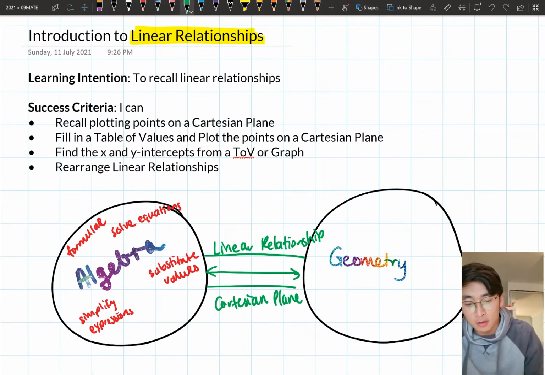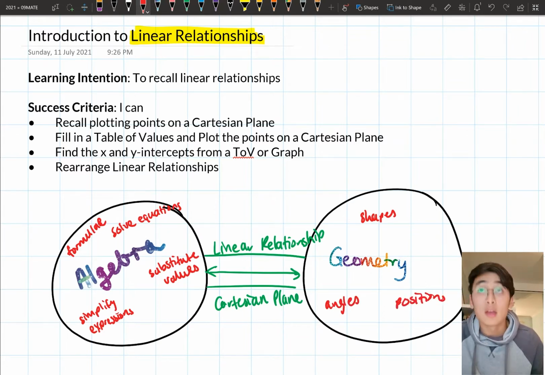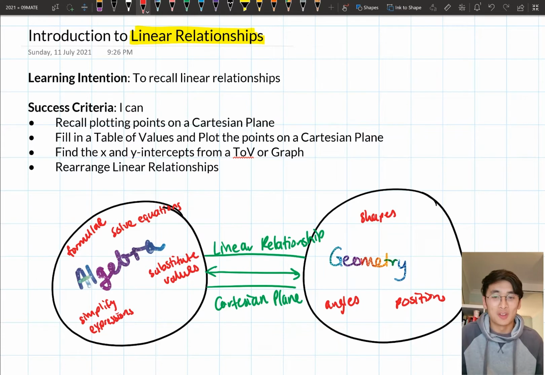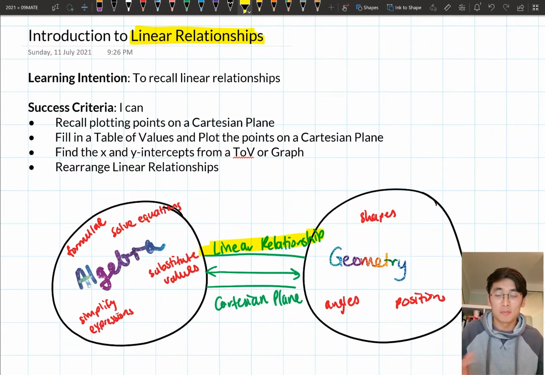So geometry was looking at the study of shapes, angles, positions, and all those fun things that we look at in geometry. So that's what we're going to be doing in this topic of linear relationships. Linear relationships is that bridge that gets us from the algebra stuff that we've looked at earlier this year to looking at geometry stuff. And that's what we're going to be looking at in this topic.